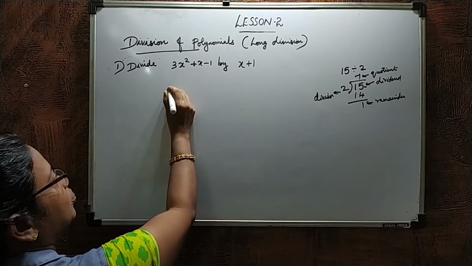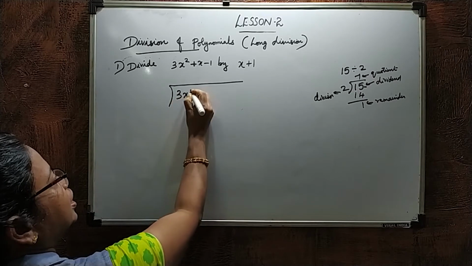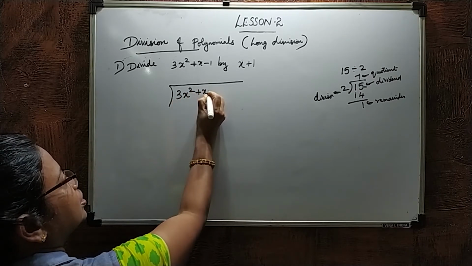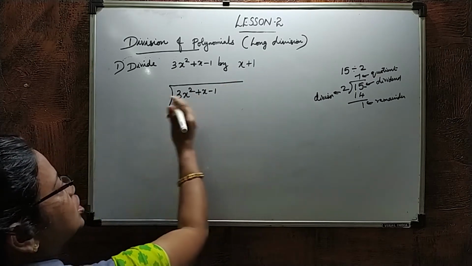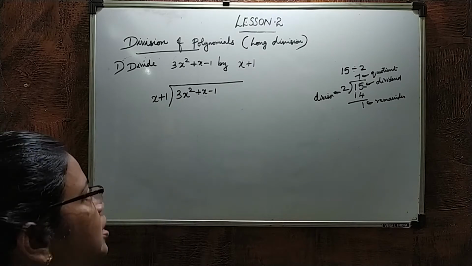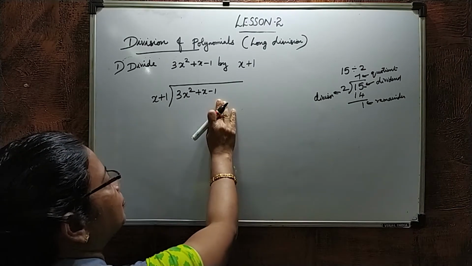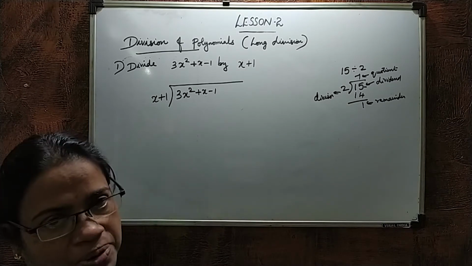First thing, in the main column, you have to draw like this and write the dividend. This is the dividend and the divisor is x plus 1. Okay. So these are things you have to remember. This is the dividend, this is the divisor. Okay. We will start the first step.